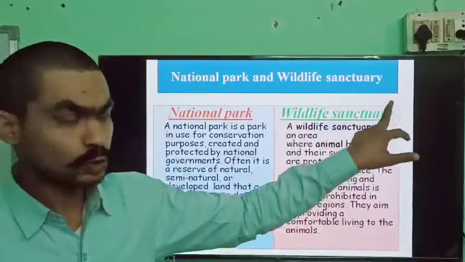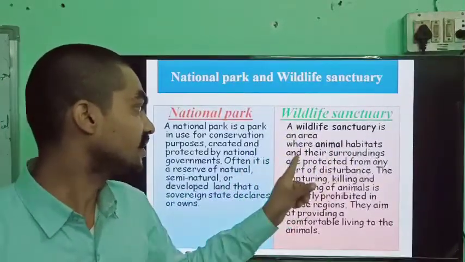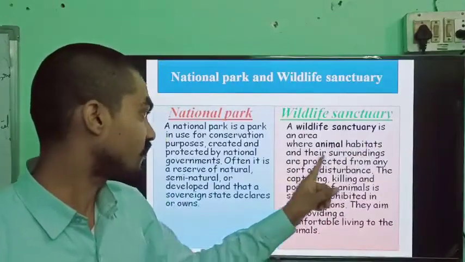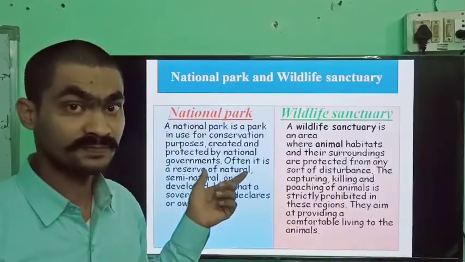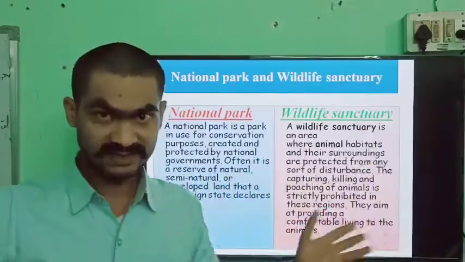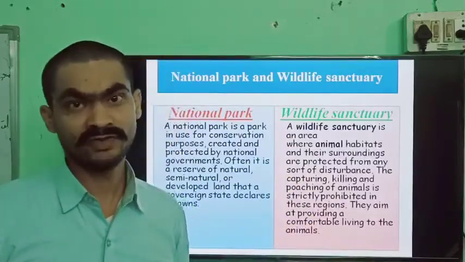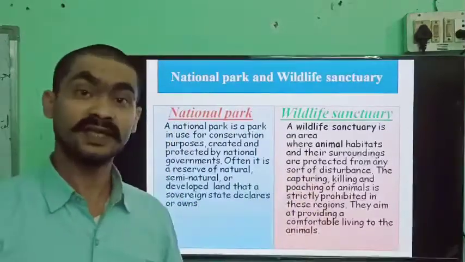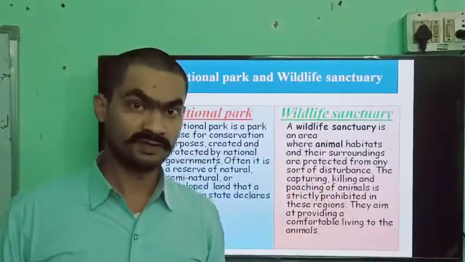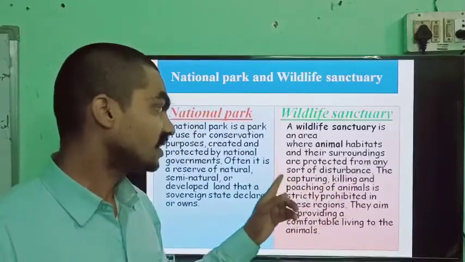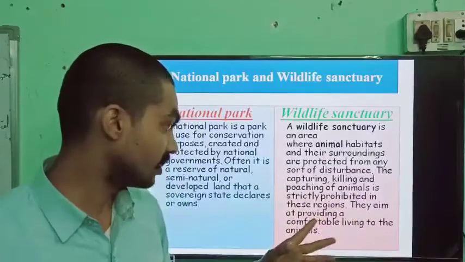The wildlife sanctuary is an area where animals' habitats and their surroundings are protected from any sort of disturbances. Here we can take some land and develop it for the habitation of the animals. But this is already their natural place and it is being protected by the government. And the capturing, killing and poaching of animals is strictly prohibited. No hunting can be done.